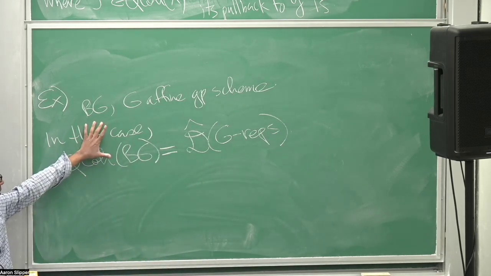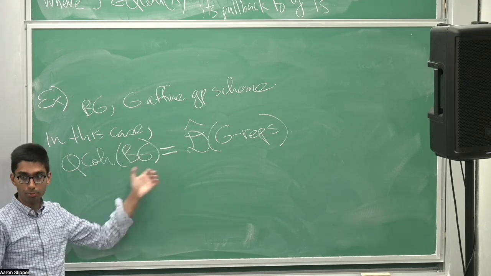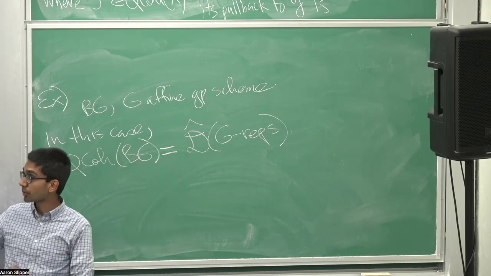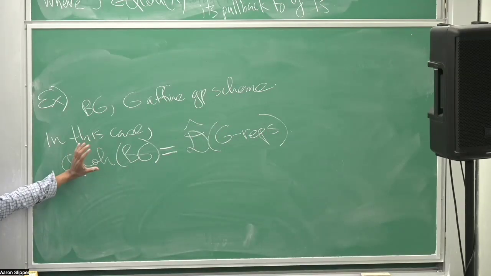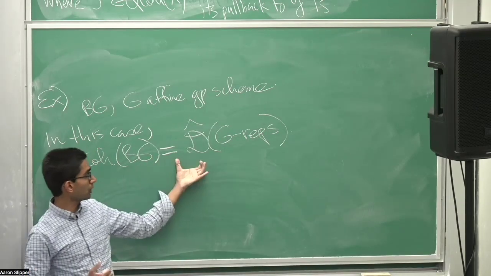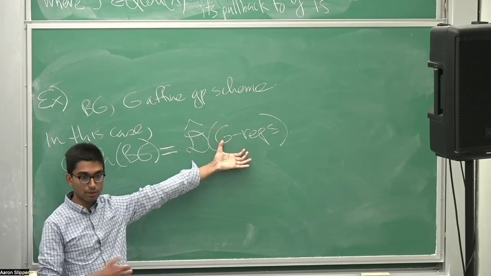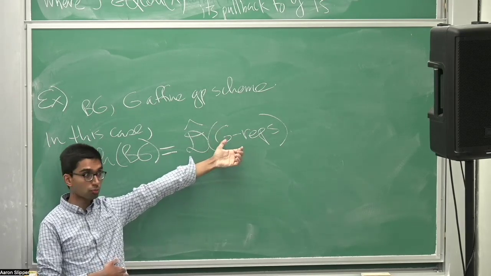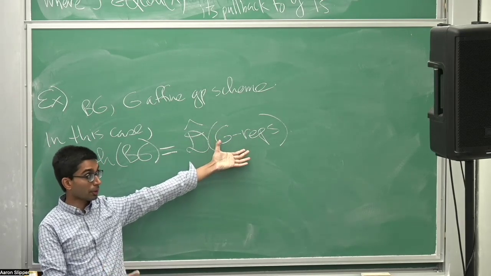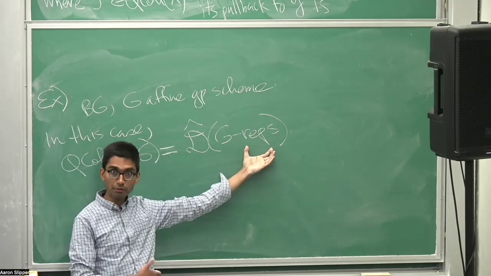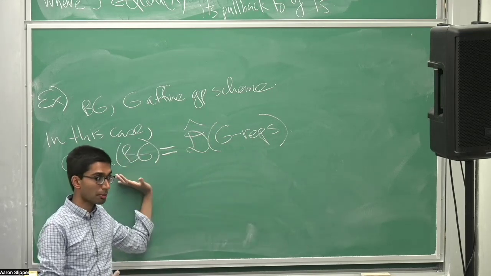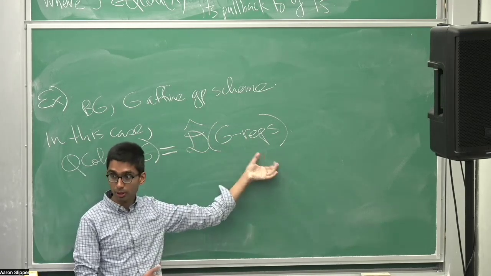So if you have BG where G is an affine group scheme, you can form QCoh of BG by this general machinery. So it's some inverse limit of categories. And the claim is that you can also describe it in more classical terms. So you have the notion of a G representation, and you have an abelian category of G representations, and then you can form its unbounded derived category. And then the claim is that it's that up to left completion.